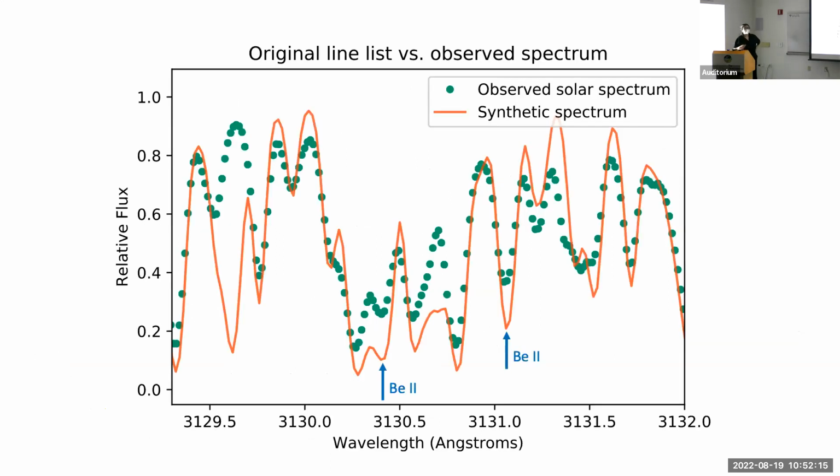So this is what Moog outputs. This was the line list when I first got it. No changes had been made to it. And just for reference, here are beryllium transitions. It looks pretty bad.